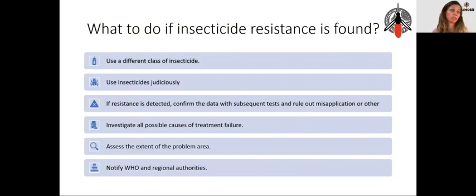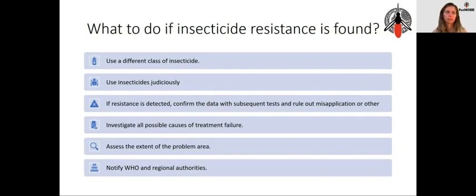So what do you do if insecticide resistance is found? Firstly, start using a different class of insecticide with a different mode of action. It's always important to use insecticides judiciously, and if resistance is detected, confirm the data with subsequent tests and rule out any misapplication or other biases.